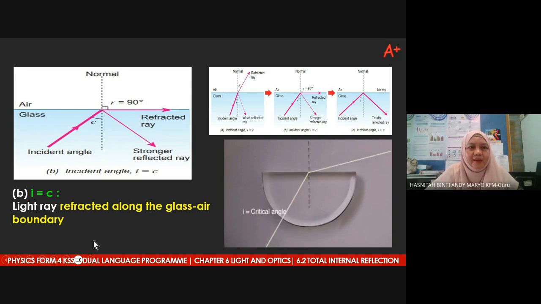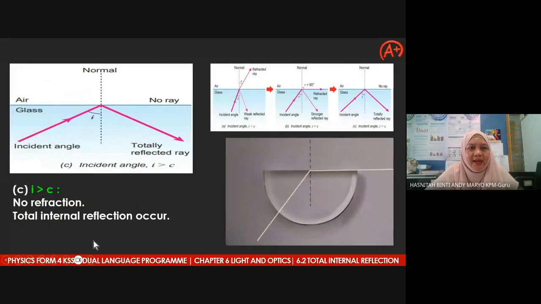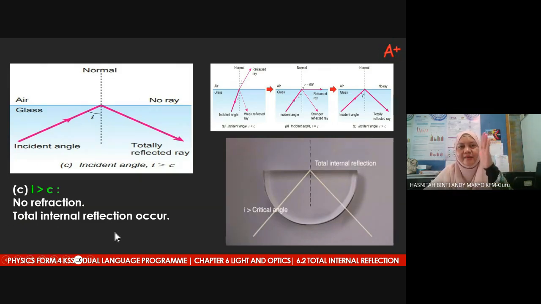Then next, what happened if I is greater than C? As shown here, I is greater than C, where C is the critical angle. So no more refraction, but total internal reflection will take place. Can you see the sequence? It started from refraction, I increases, R increases until R reaches the maximum angle of 90 degrees, and then we keep increasing I greater than C, so total internal reflection occurs.